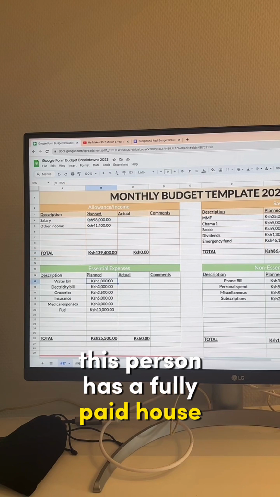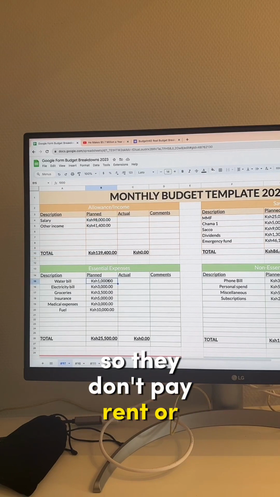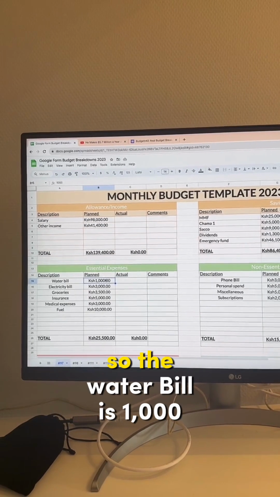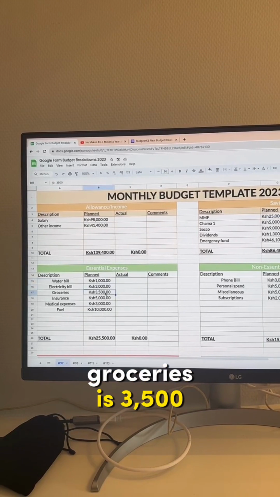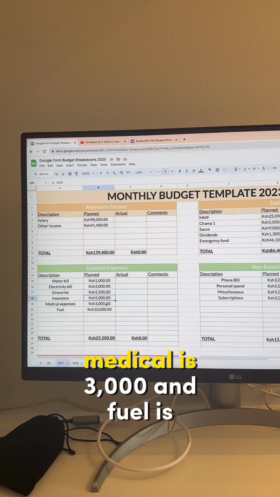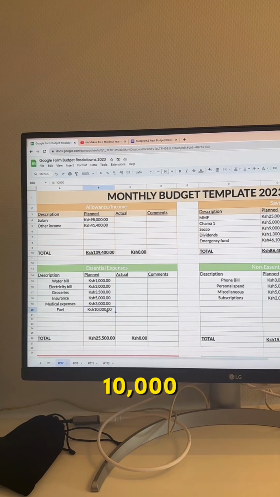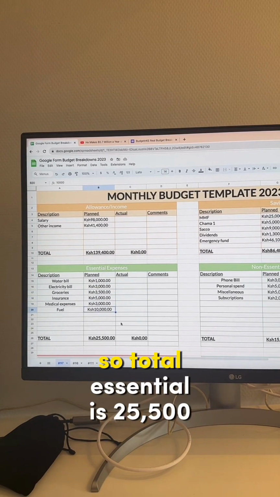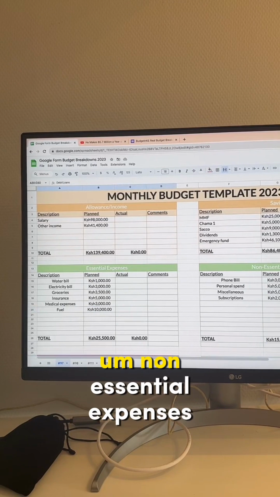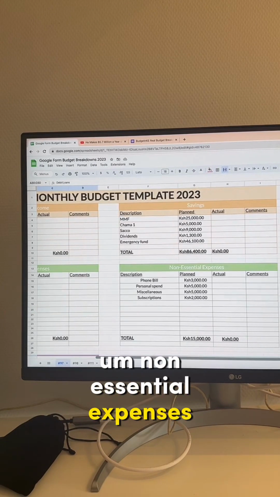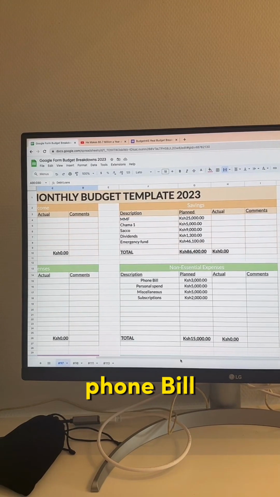This person has a fully paid house, so they don't pay rent or mortgage. So their water bill is 1,000. Electricity bill is 3,000. Groceries is 3,500. Insurance is 5,000, medical is 3,000, and fuel is 10,000. So total essential is 25,500, which is quite good for that income. Non-essential expenses, phone bill.